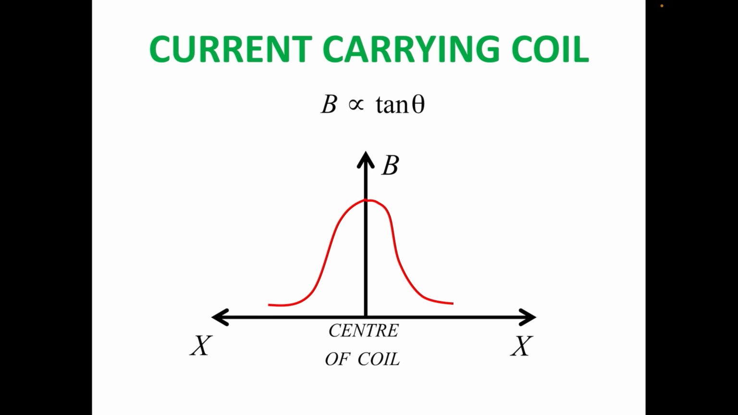As the magnetic field due to current carrying coil B is proportional to tan theta, so graph of magnetic field B versus distance of point of observation from coil will be similar to the graph of tan theta versus distance of point of observation. Thus, it can be concluded that intensity of magnetic field B due to current carrying coil is maximum at the center of the coil and goes on decreasing as we move away from the coil on left side or on right side of the coil.